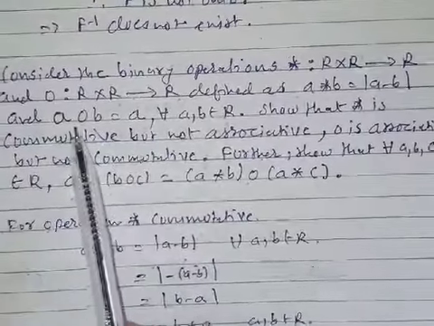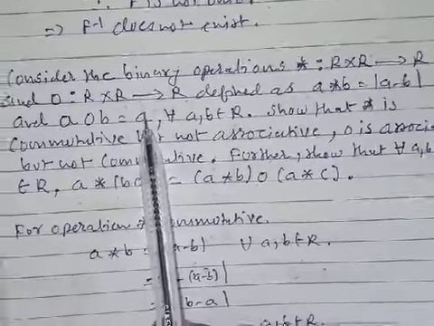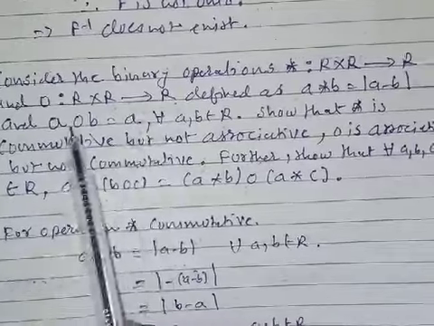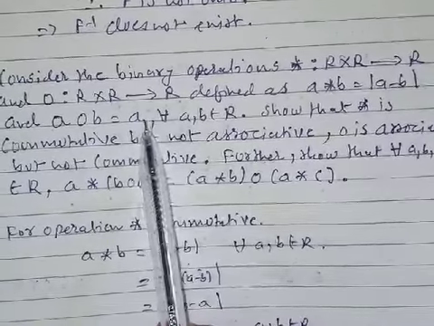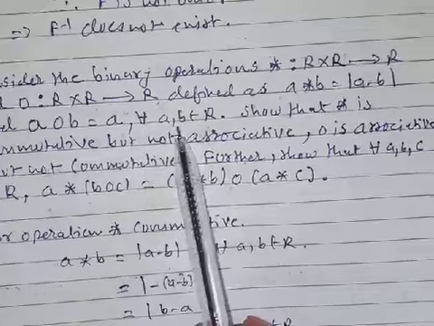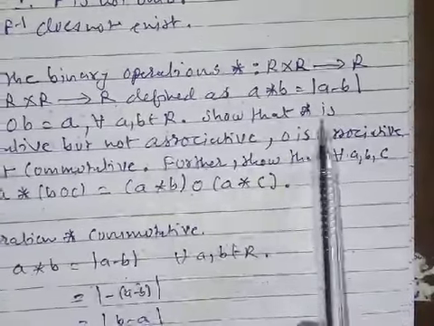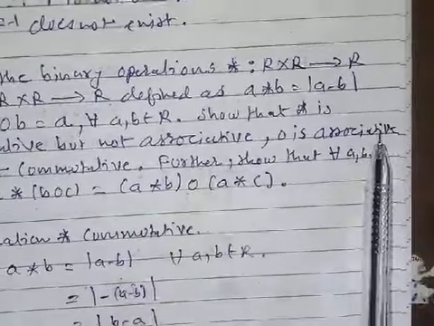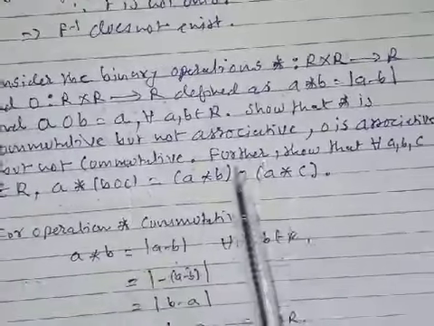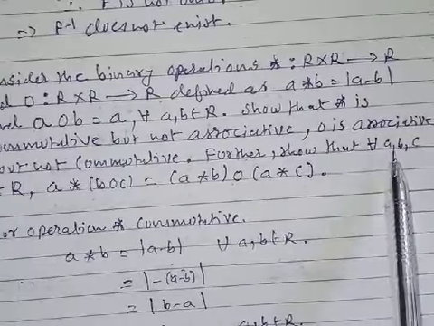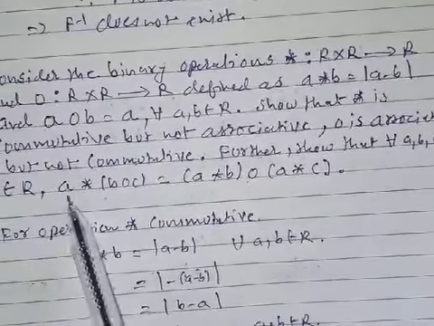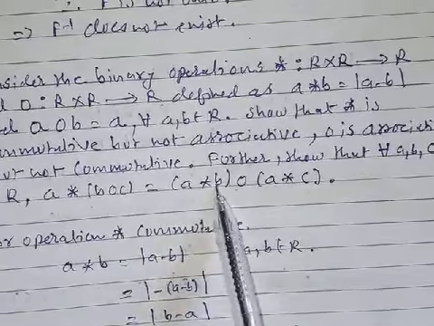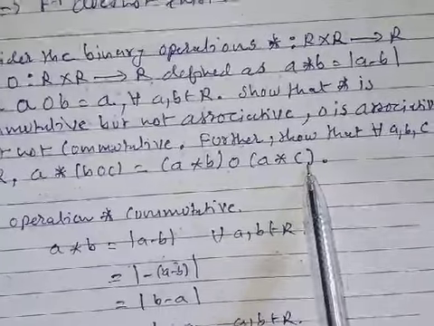What you have to understand is that A O B is what? Whatever the first element is, that only comes after the operation. Is it? That is good. For every A, B belonging to R, star is commutative but not associative. O is associative but not commutative. Further, for every A, B, C belonging to R, A star (B O C) is equal to (A star B) O (A star C). Is it?